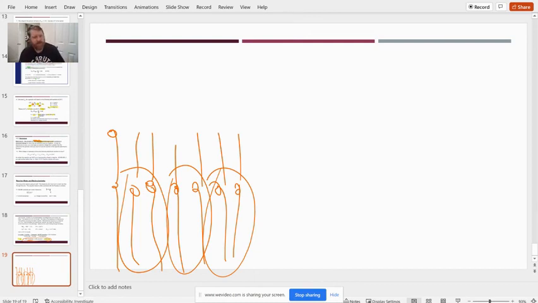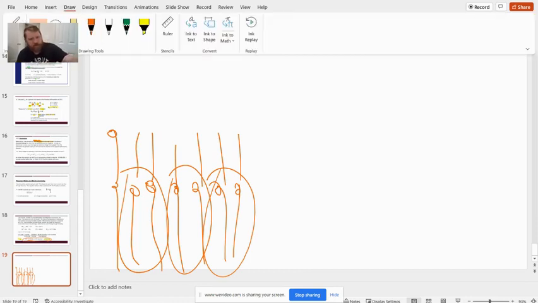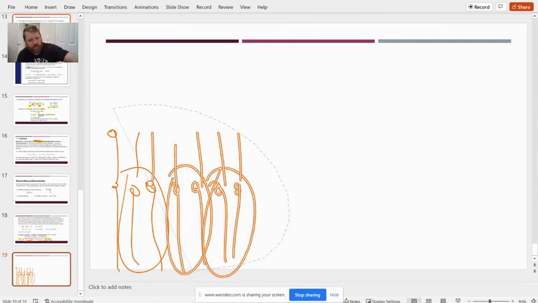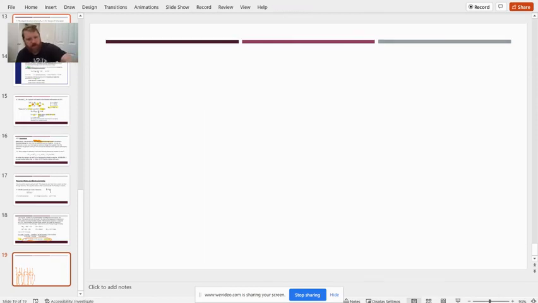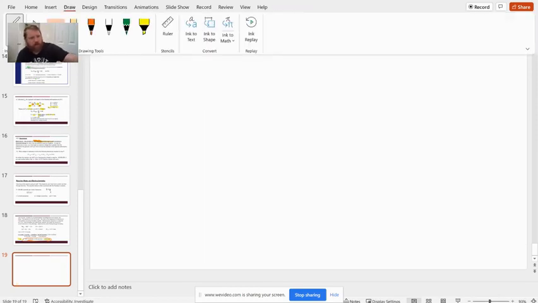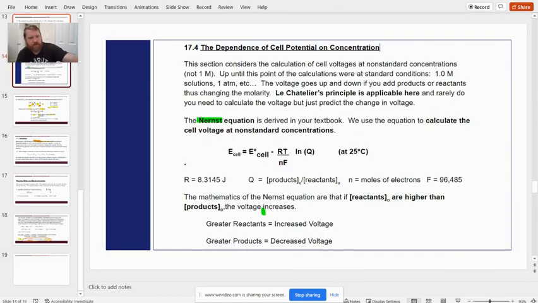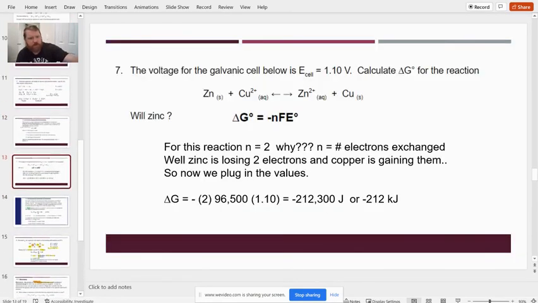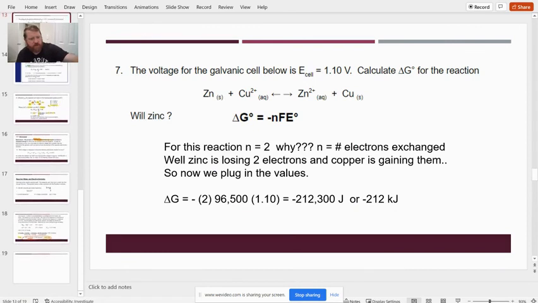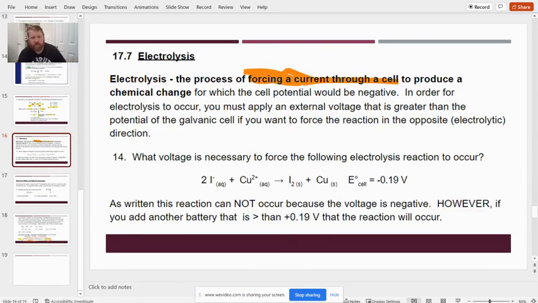And then lastly, earlier, let me get rid of all of these. Earlier, we had something like a negative voltage. Where was that? Oh, it was in the electrolysis. It's right here. It's something going through electrolysis, negative 0.19.